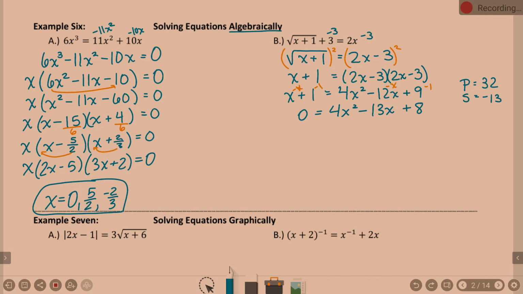Well, my brain says 1 and 32, 2 and 16, 3 doesn't work, 4 and 8. Those are my options. Do any of those work to give me 13? No solution.